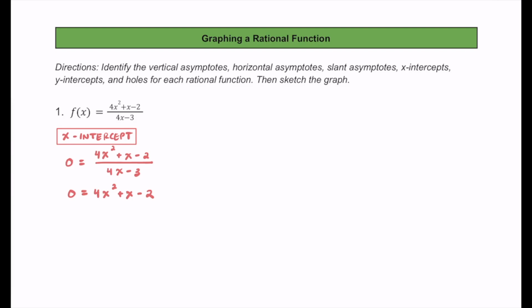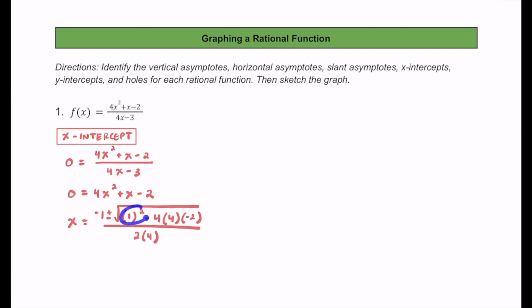We said earlier that we couldn't factor this, unfortunately, so we have some other methods. We could solve by square roots, completing the square, or the quadratic formula. For this particular one, I'm going to go with the quadratic formula. So x is equal to the opposite of b, which is negative 1, plus or minus the square root of b squared minus 4 times a times c. A is 4 here, and c is negative 2. This whole thing is on top of 2a, so that's 2 times 4.